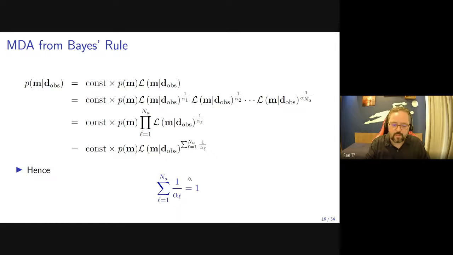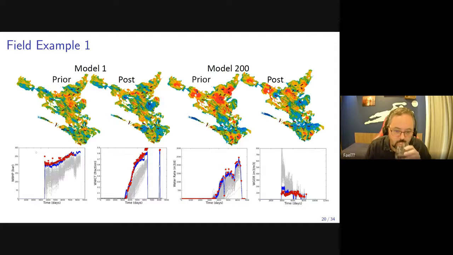All right. Well, that's what we use operationally. It's called ensemble smoother with multiple data assimilation. And now I'm going to show you a few examples before I move to the end of my talk.